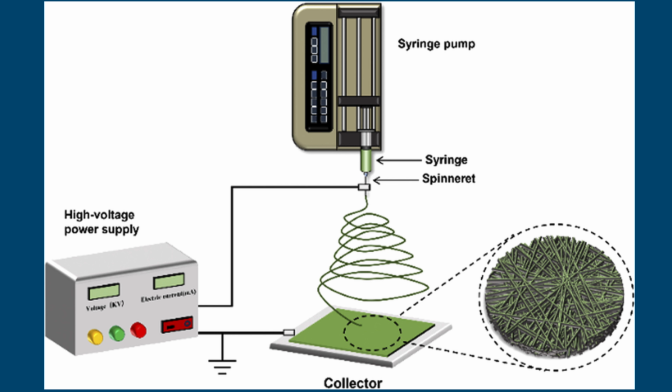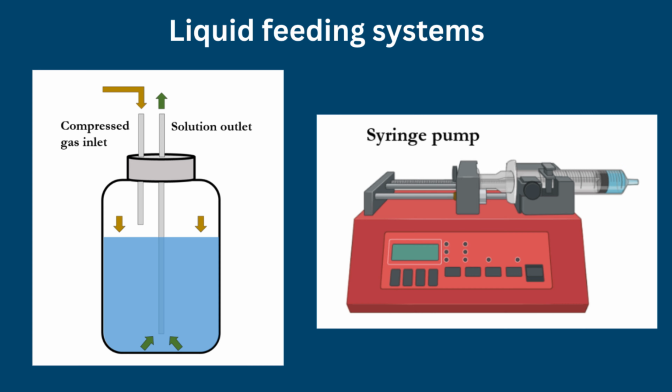Equipment and instrumentation. The electrospinning process relies on a relatively simple yet highly adaptable set of components. At its core, the system comprises a feeding mechanism, a high-voltage power supply, a spinneret, and a collector. The feeding system, typically a syringe pump or pressurized reservoir, ensures controlled delivery of the polymer solution at a constant flow rate. Syringe-based systems are commonly employed in laboratory settings due to their precision, whereas pressurized systems are more suitable for large-scale or continuous operations.